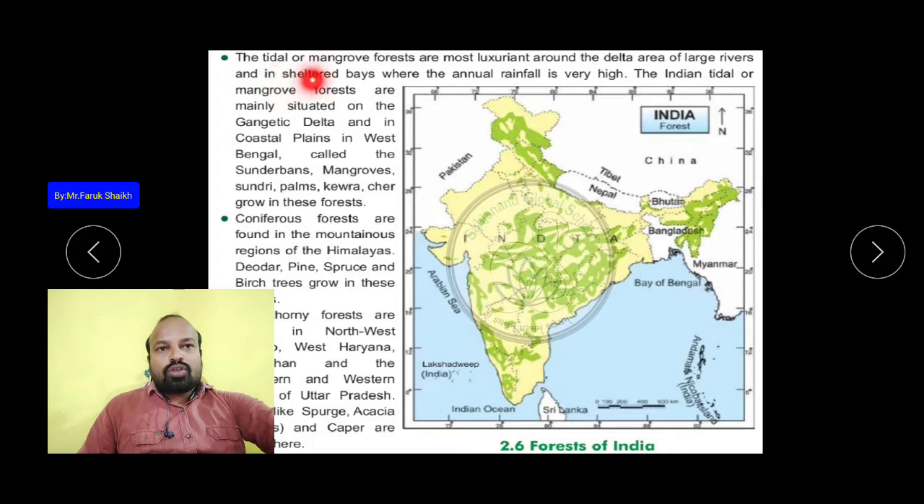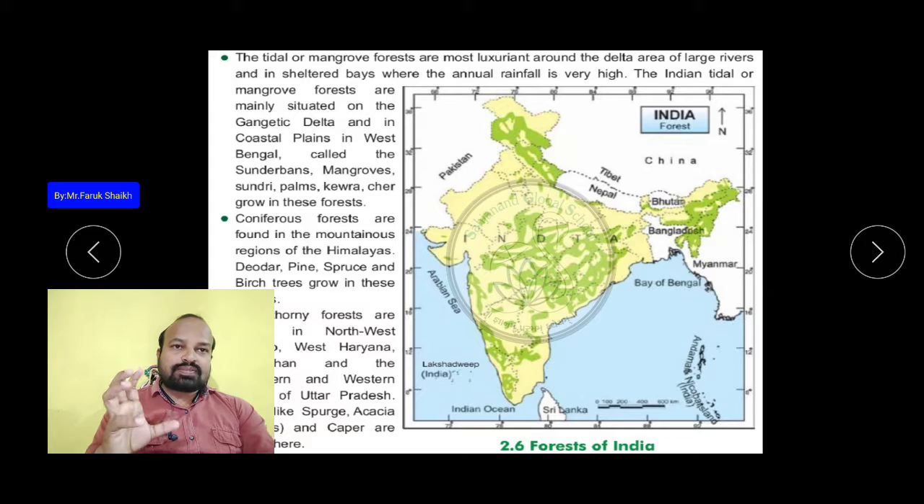The tidal or mangrove forests are most luxuriant around the deltas of large rivers and in sheltered bays where the annual rainfall is very high. In this region, these tidal or mangrove forests are found.